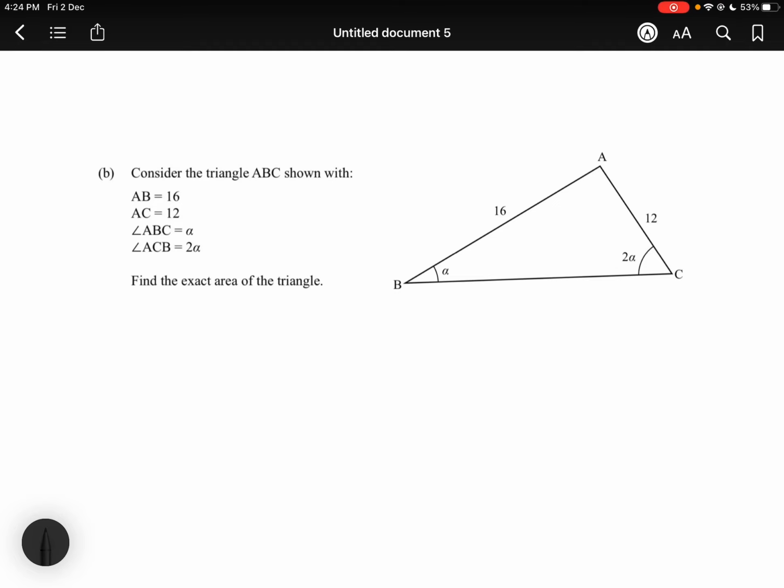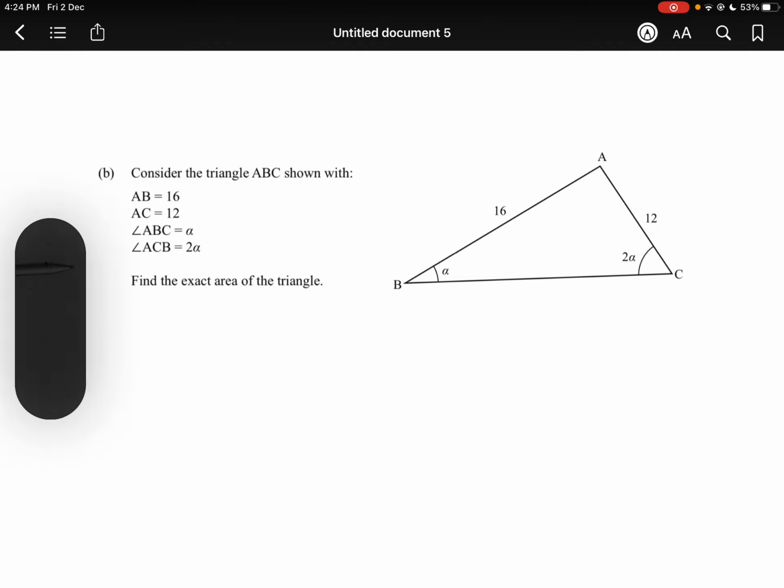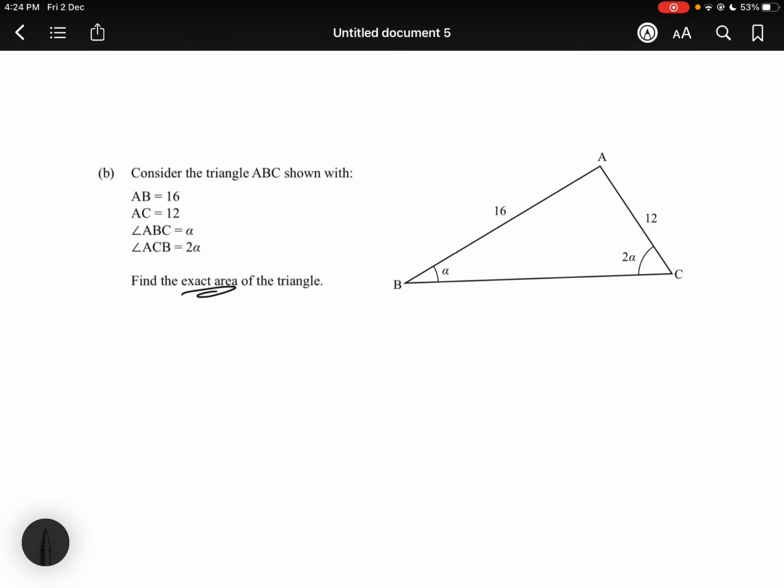So we're going to consider the triangle ABC shown, with AB of length 16 and AC of length 12. The angle ABC is alpha, and the angle ACB is 2 alpha. And we want to find the exact area of the triangle. So we're going to find the exact area.